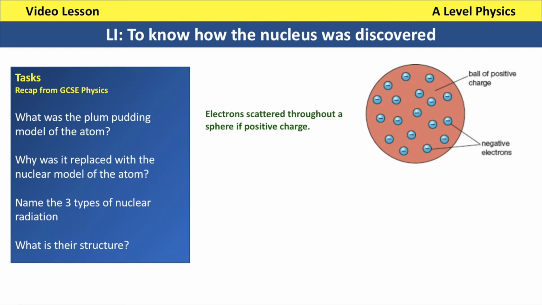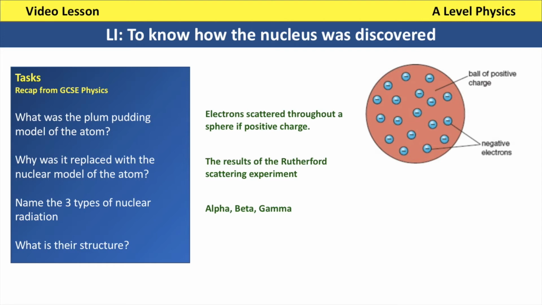We were then asked, why was it replaced with the nuclear model of the atom? That is ultimately the learning intention for today, to be perfectly honest, but it was as a result of the Rutherford scattering experiment, which we're going to look at in more detail. There was evidence found from the Rutherford scattering experiment that couldn't be explained using the plum pudding model of the atom. The 3 types of nuclear radiation are alpha radiation, beta radiation and gamma radiation.